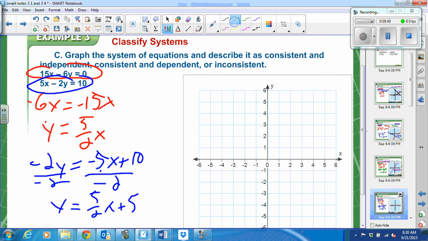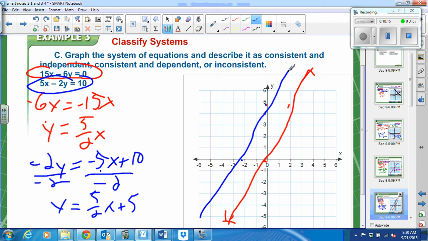And so when I graph the red line, whoa, that was bad. That wasn't much better, but I don't feel good, so I'm not going to mess with it. And then the other line is here and here. Well, those essentially look parallel. So there are no solutions here, so it is an inconsistent system or an empty set.